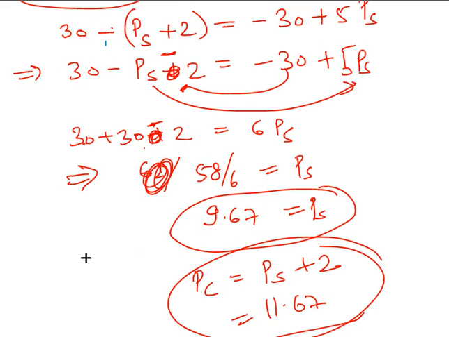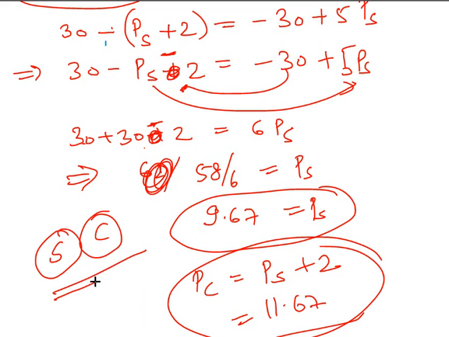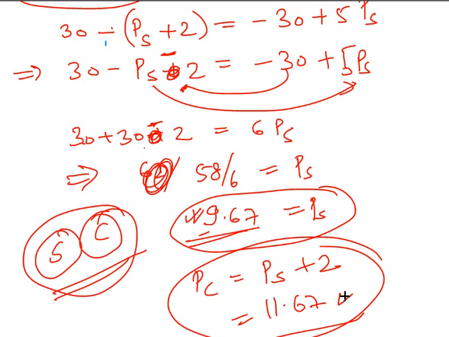So whether tax is imposed on the supplier or the consumer, it works the same. The price ultimately each end up receiving or paying is the same. So the supplier will still get 9.67, and the consumer will still pay 11.67. Deadweight loss and surpluses remain the same over here also.